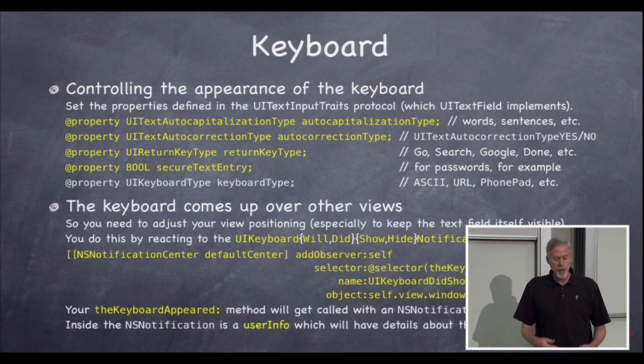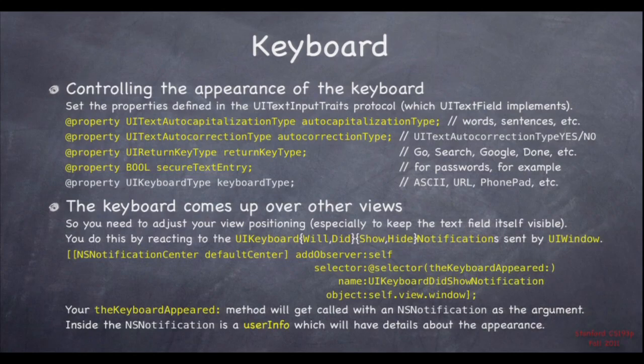One thing to notice is that the keyboard comes up from the bottom, and it covers up views. It doesn't shrink them or move them out of the way. It covers them up. It is your responsibility to make sure that the text field that got the caret, that caused the keyboard to come up, is still visible when the keyboard is done sliding in. Now, how do you do that? Remember we talked about NSNotificationCenter. You have to sign up to get these notifications: UIKeyboardWillShowNotification, UIKeyboardDidHideNotification, etc.